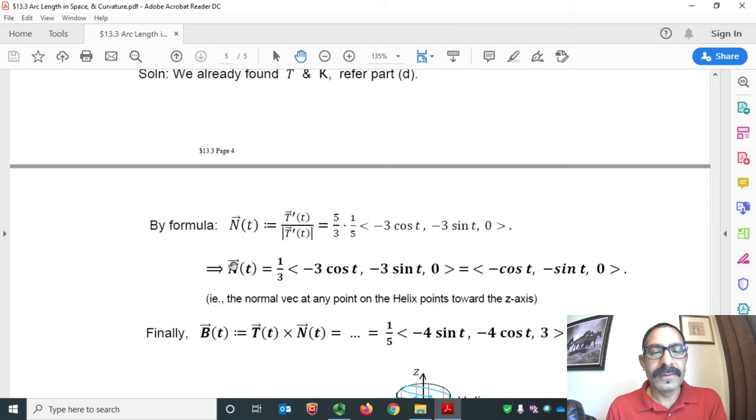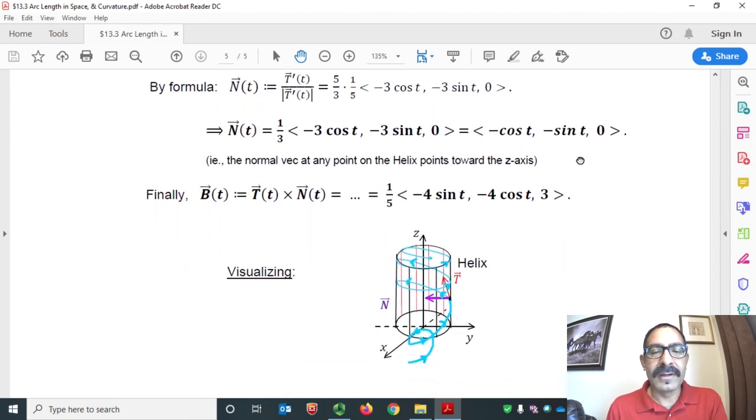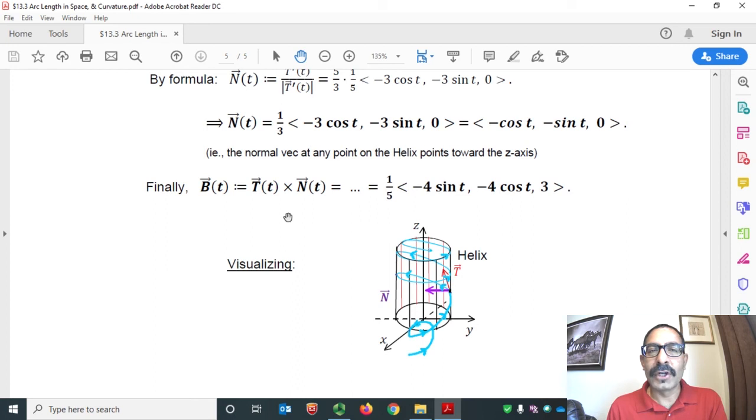By the formula, the unit normal vector is the ratio of the derivative of the unit tangent vector over the magnitude of the derivative of the unit tangent vector. So it turns out to be negative cosine t, comma negative sine t, comma 0. Great. Now finally, to find the binormal vector, let's cross the T vector with the N vector.